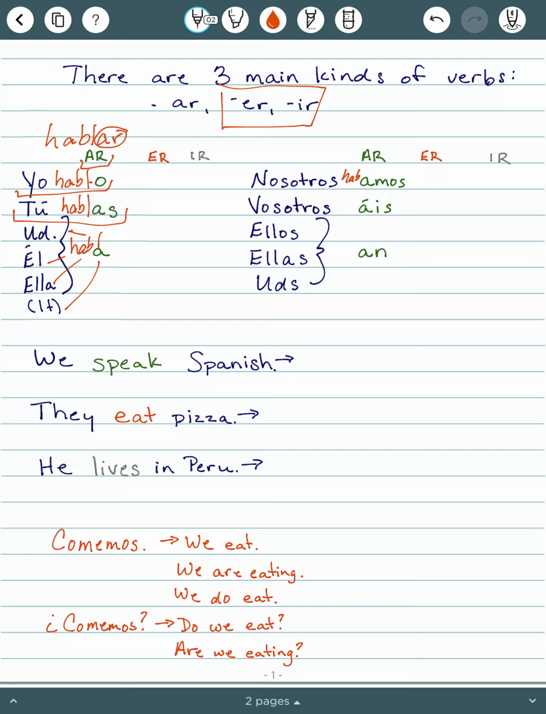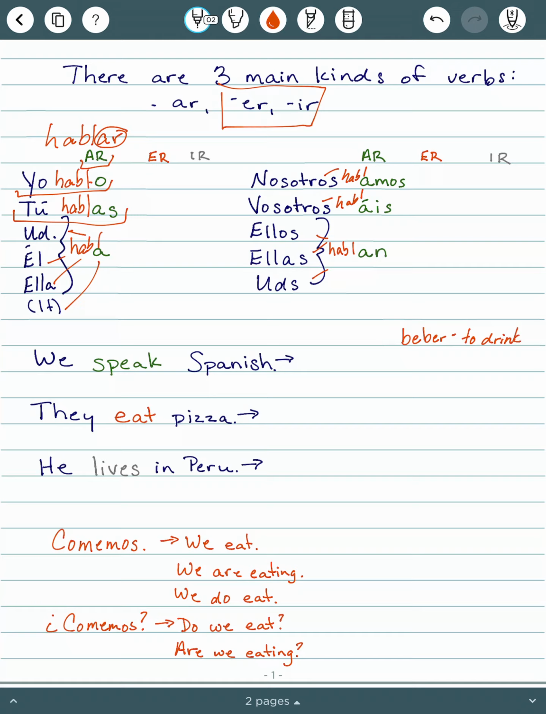If I say hablamos, we are speaking. If I say habláis, that means you all are speaking formally in Spain. And if I say hablan, that would mean they are speaking or you all are speaking. All right, so now ER verbs and IR verbs, they work the exact same way. So if, for example, your verb is beber, again, we need to know first off what it means. So beber is to drink.